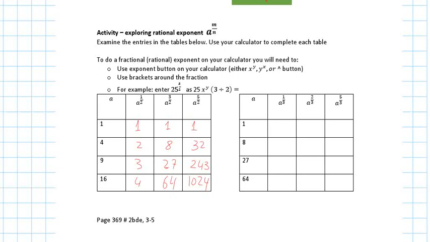So if I look at this one, right? This column here, I know that it's the same thing as the square root of A. So basically what I did here, to get from here to here, I had to do the square root. Right?